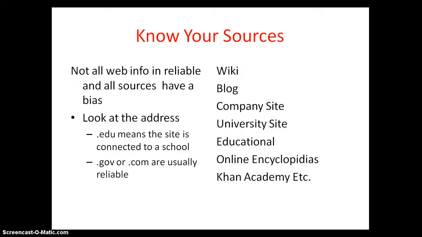So look at the address when you're looking at your sources. .edu means the site is connected to a school. .gov or .com are usually reliable, so those are some reliable ones. Something like a wiki or a blog are people's opinions, so those are going to be less reliable. You're going to have to think about the bias involved with them. A company site is going to have a bias too. They're trying to sell something normally, and so of course they're going to put it in a positive light.